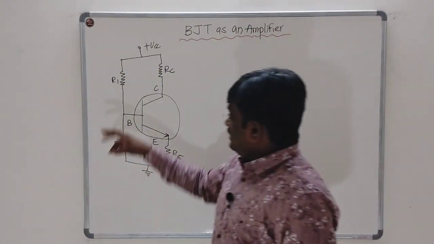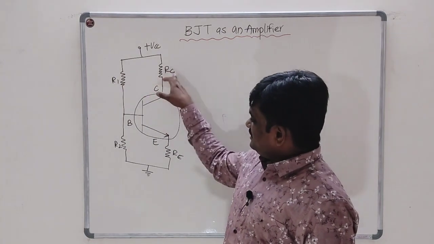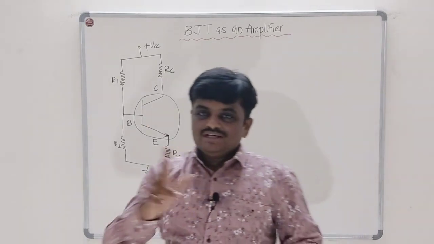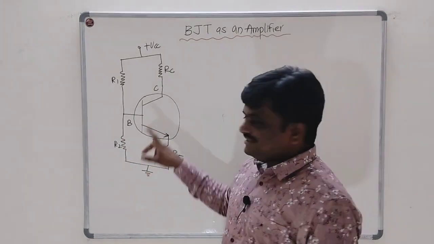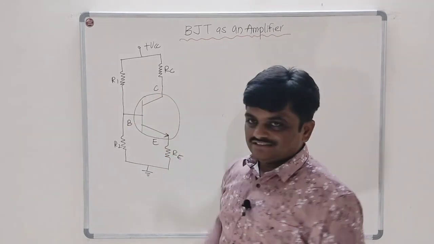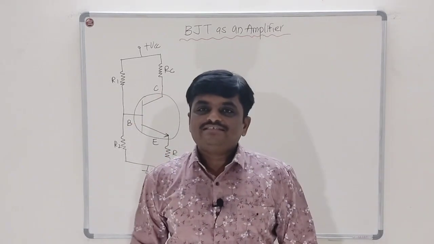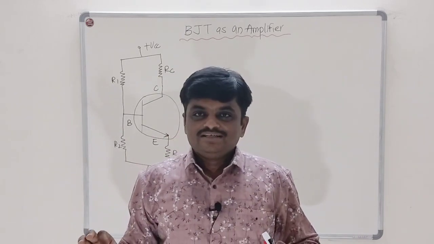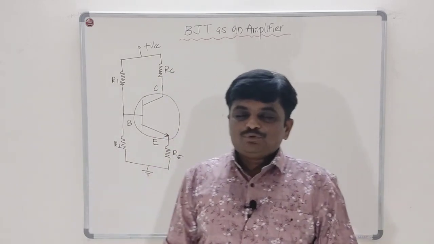By properly adjusting the values of R1, RC, R2, RE and VCC, its polarity and magnitude, we have biased this transistor in the active region, that is, the base emitter junction is forward biased and the collector base junction is reverse biased. So this is just biasing. We haven't connected any input signal yet, right? Now we have to connect the input.